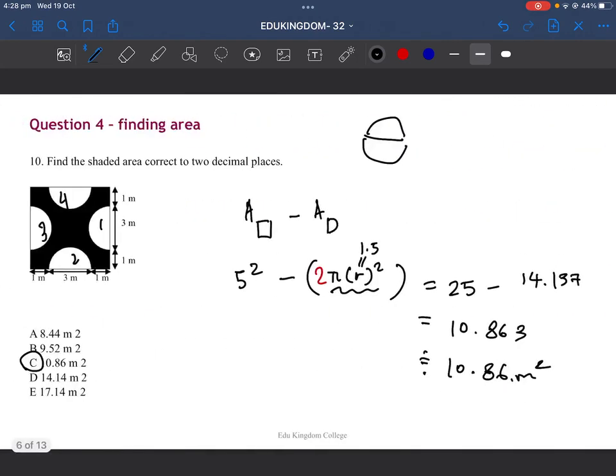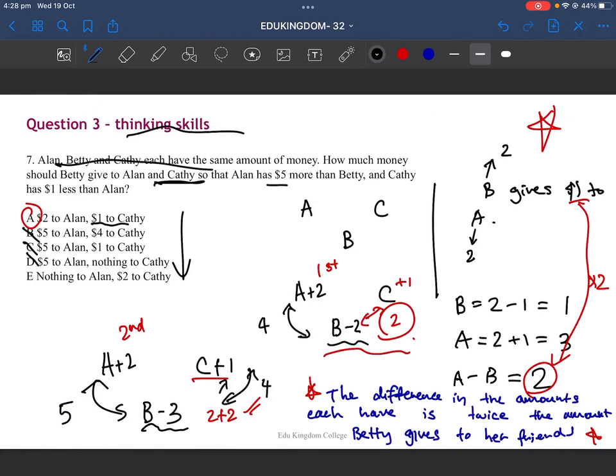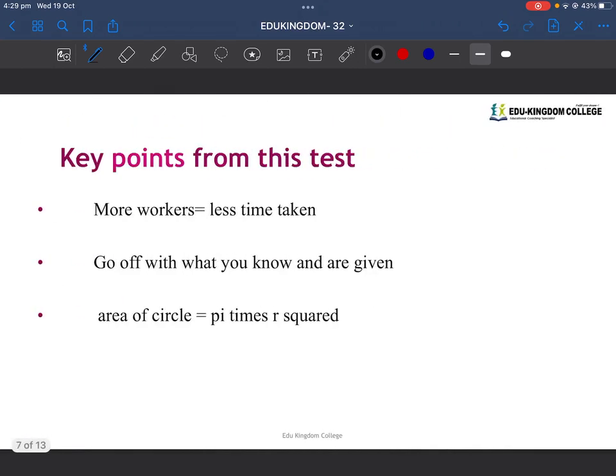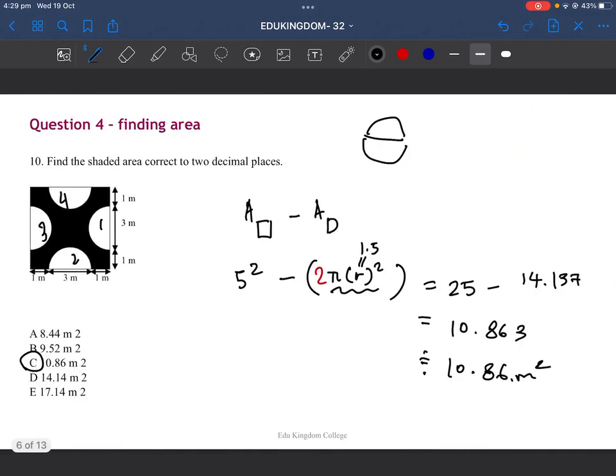Point number two, go off with what you know are given. I'm talking obviously about Alan and Betty and Kathy. Okay. By what you know, I'm talking about this concept where if you give someone a certain amount of money, and you guys had the same amount of money to begin with, then the difference between the amount of money you two have is going to be twice the amount of money you gave to them. Okay? So again, if you gave $2 to your friend, then you lost $2, but they gained $2. So the difference between you two is going to be $4. Make sense?